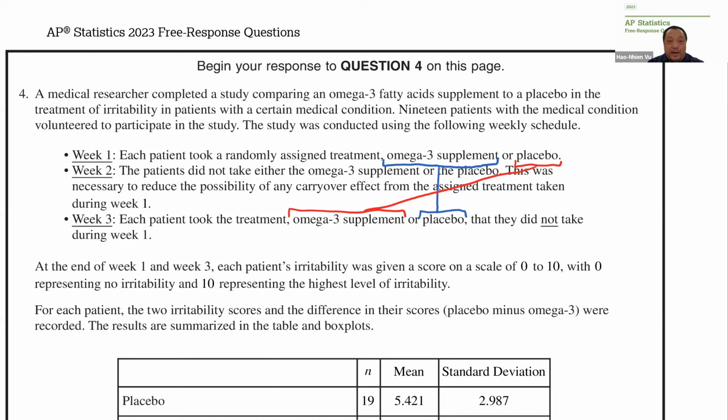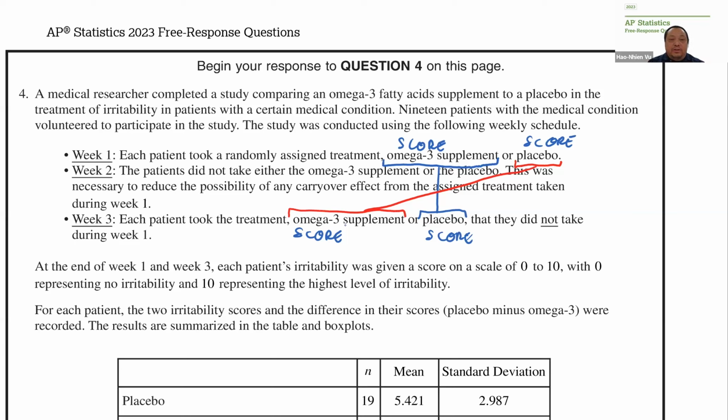At the end of week 1 and week 3, each patient's irritability was given a score on a scale from 0 to 10, with 0 representing no irritability and 10 representing the highest level of irritability. So at the beginning, they get a score. At the end, they also get a score. And the score 0 is good and 10 is bad.